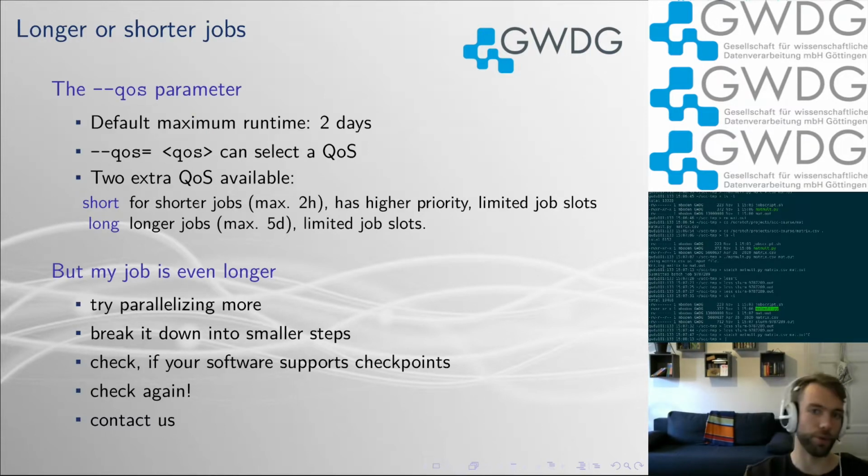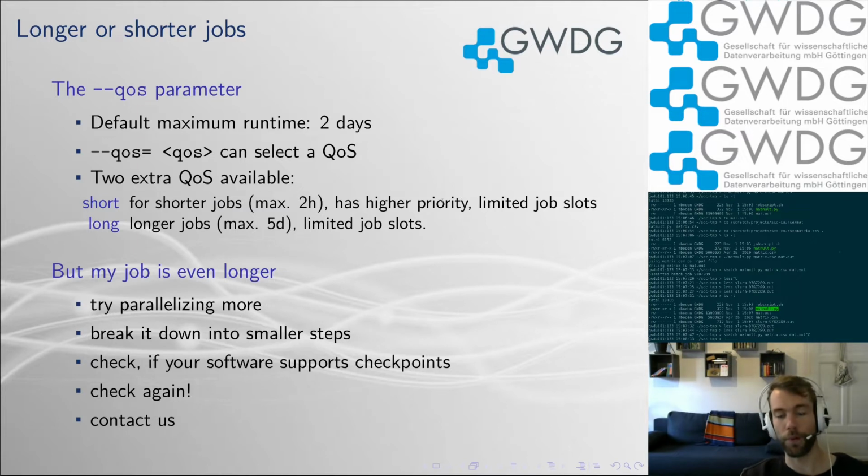Which far more of you will need is longer or shorter jobs than the usual default runtimes. Essentially, if you don't do anything, the default maximum runtime you can give with -t or --walltime is 2 days. If you want to have longer jobs, which is often the case, you need to specify a quality of service, a QoS. There are 2 extra QoS. First, short, which is basically shorter jobs, maximum 2 hours here.